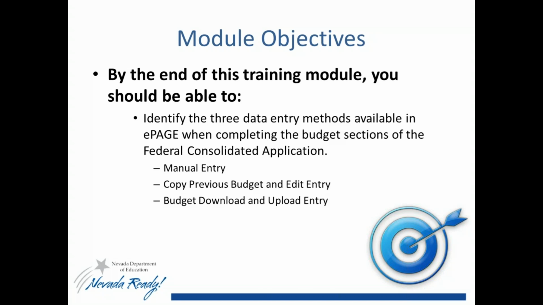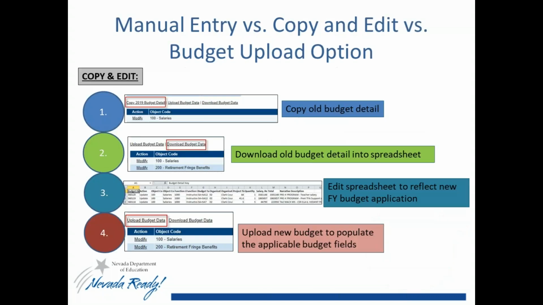The 3 different entry options are manual entry, copy previous budget and edit entry, and lastly, budget download and upload entry. This module will follow a general format. First, I'll summarize the system interface changes for each of the 3 methods listed. Then I will pull up the ePAGE testing environment, show you what that looks like in the system, as well as where there are additional resources and training available depending on the method you choose to leverage. Let's go ahead and get started.